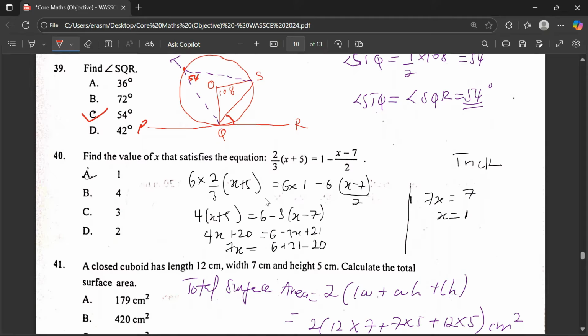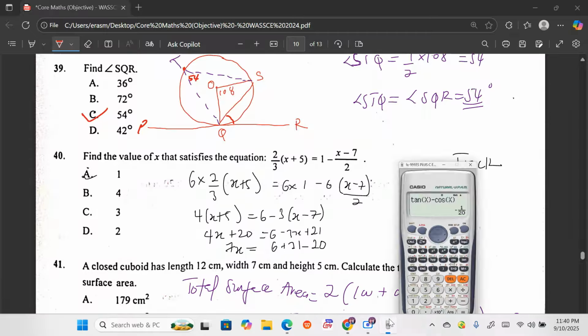And find the value of x that satisfies the equation. So the normal way of doing this is to expand, then make x the subject. Then you are going to find the value of x. But then let's use the calculator.